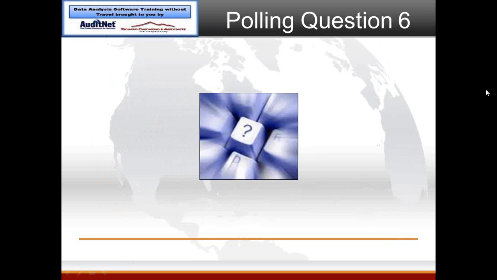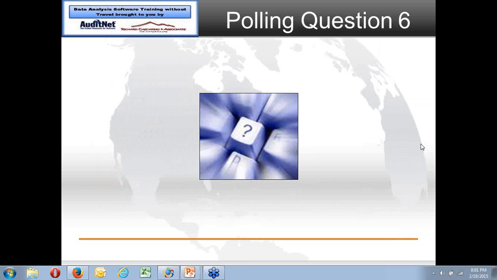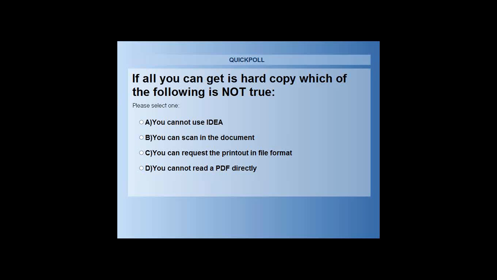And that brings us to polling question number 6, the final polling question. If all you can get is a hard copy, which of the following is not true? You cannot use IDEA. You can scan it in the document. You can request a printout in file format. You cannot read a PDF directly. Which one is not true?